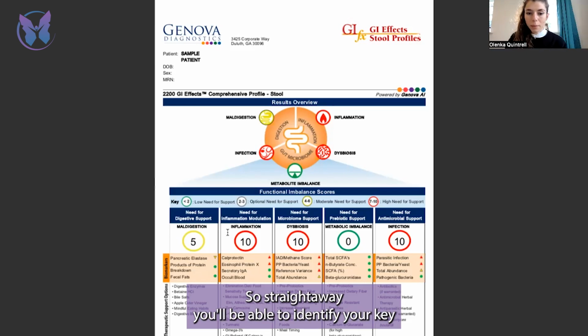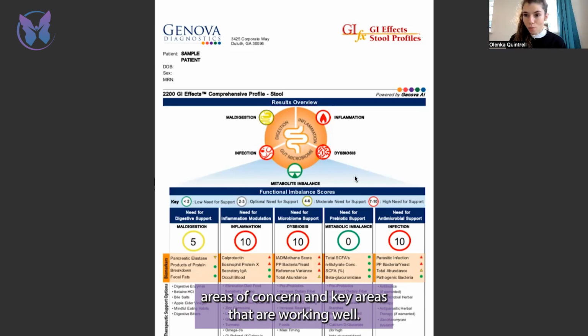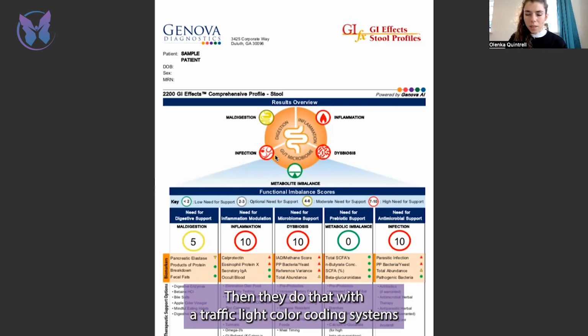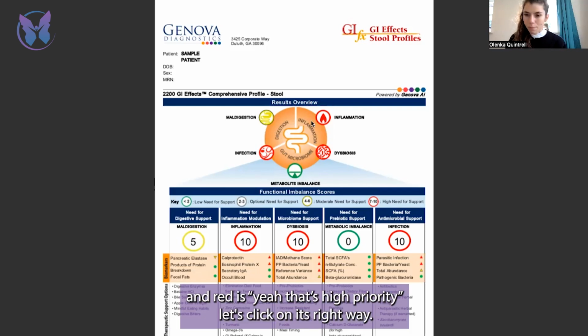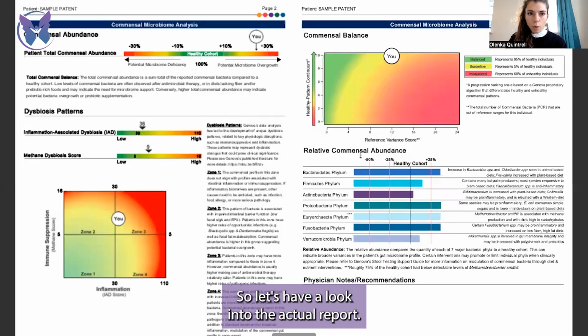So straight away, you'll be able to identify your key areas of concern and key areas that are working well. They do that with a traffic light color coding system. So green would be it's working well. Yellow is, okay, we want to start thinking about that. And red is, yeah, it's high priority. Let's work on it straight away. So let's have a look into the actual report.